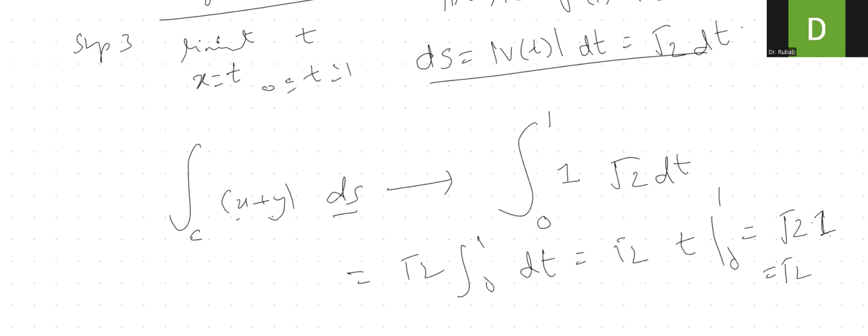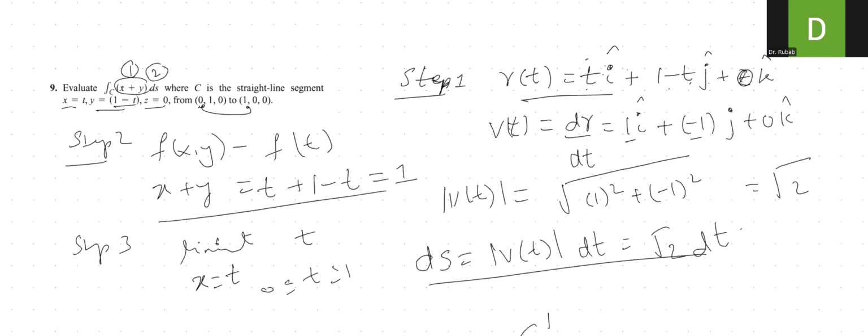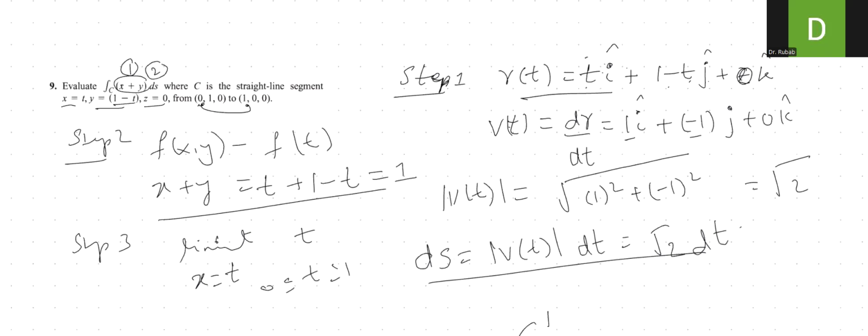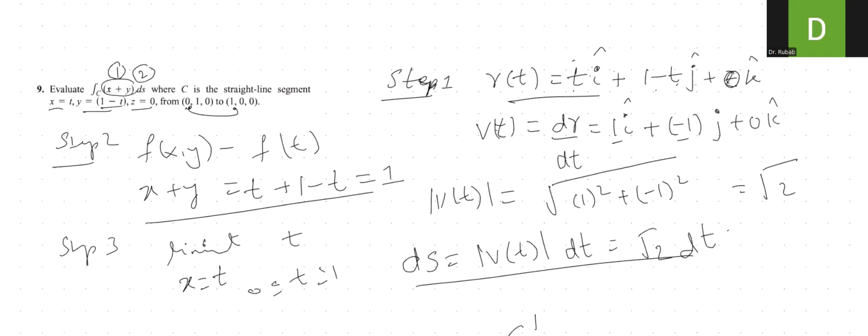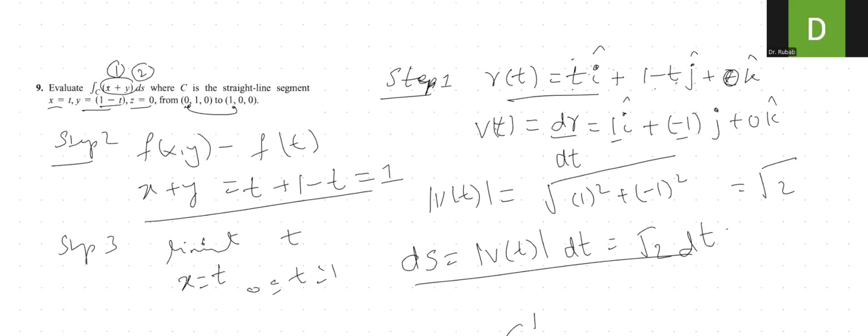All the questions from exercise 16.1 will be done by these steps. First you take r, then you take the velocity by taking the derivative, and you take the magnitude, and this will be ds. Then you come to step 2 and see what function is given inside the integral. Take the function and convert it into t. The x component is the i component of r, so replace x with t. The y component is the j component of r, so replace it with this. And then step number 3, take the limit.